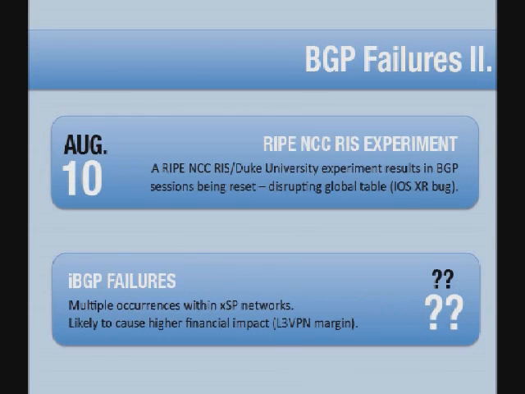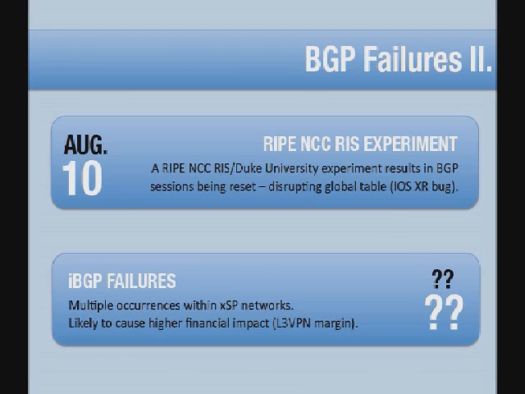The next one I want to talk about is much more recent, and to me it is indicative of why this is a big problem for us. RIPE NCC and Duke University decided they wanted to do an experiment. It's fine, it's the default free routing table. You can use that. You do an experiment on it if you'd like.